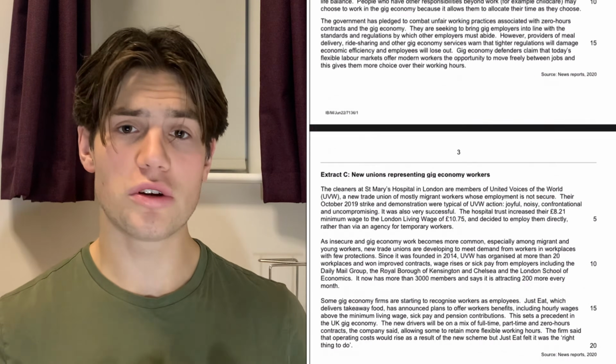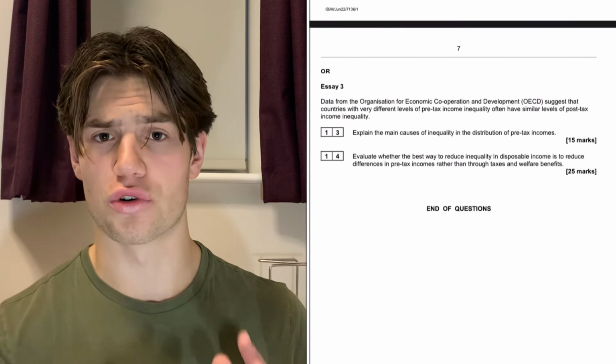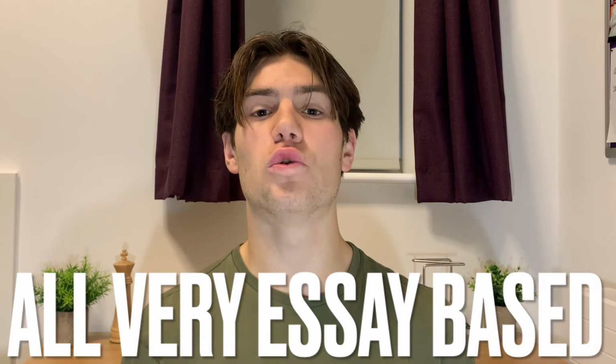The course has a focus on real-world examples, so many a time in the exam you'll be given a source which is based on a real industry or a real story. In terms of the exams, of course they vary slightly across different exam boards, but the main underlying theme is that they are all very essay-based. If you're more interested in specific exam structures, I've linked some common exam papers from different exam boards in the description.